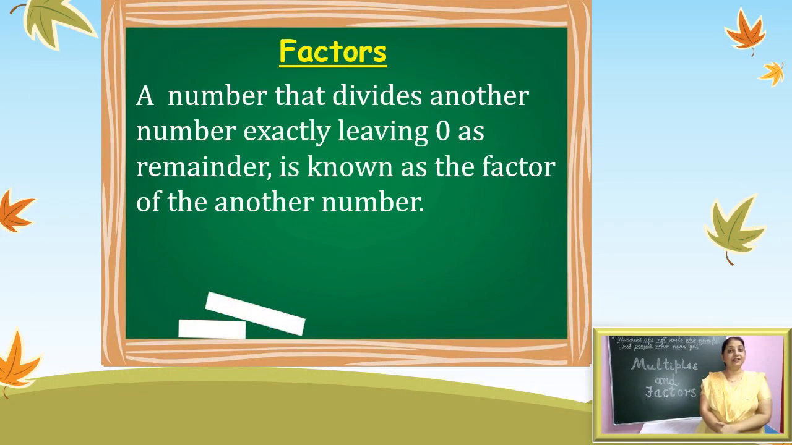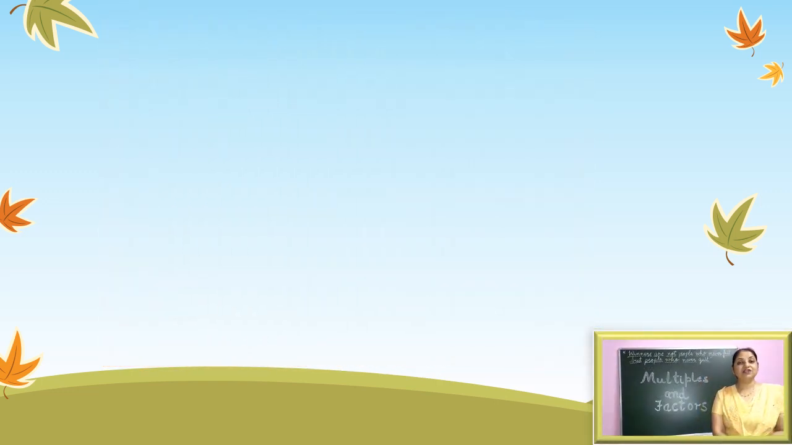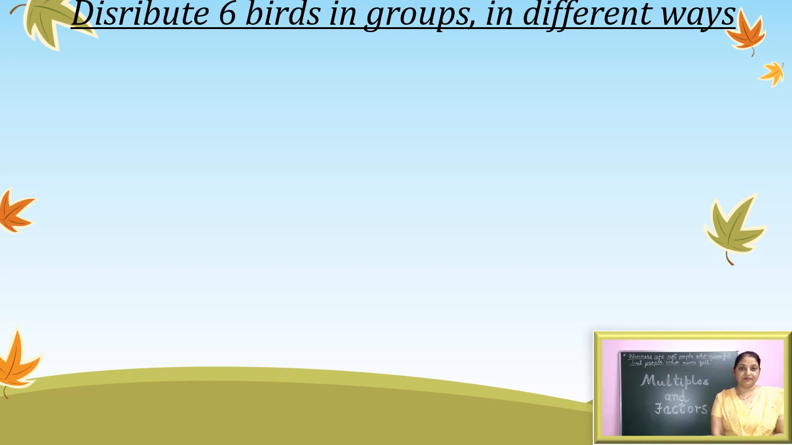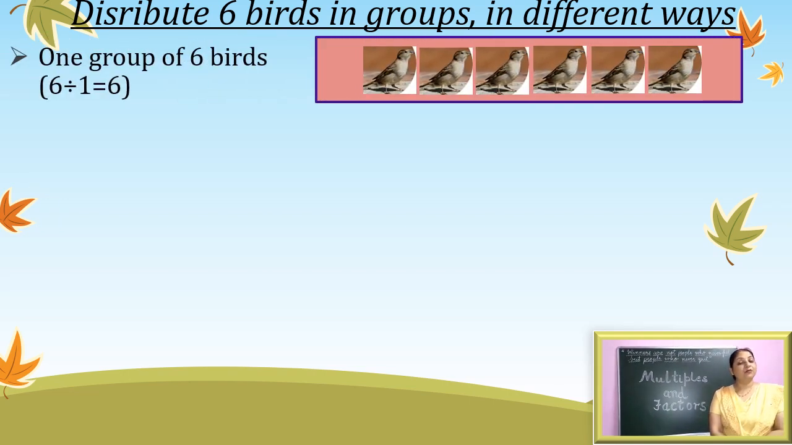Children, a number that divides another number exactly, leaving 0 as remainder, is known as the factor of another number. Let's try to understand this definition through a picture. Suppose we have to distribute 6 birds in groups in different ways. Now, how many ways can we distribute them? Let us see. First, we can make one group of all the 6 birds, and that group will contain 6 birds. So we can say 6 divided by 1 is equal to 6.